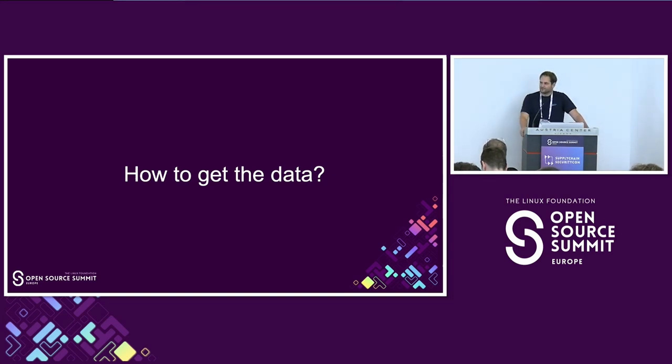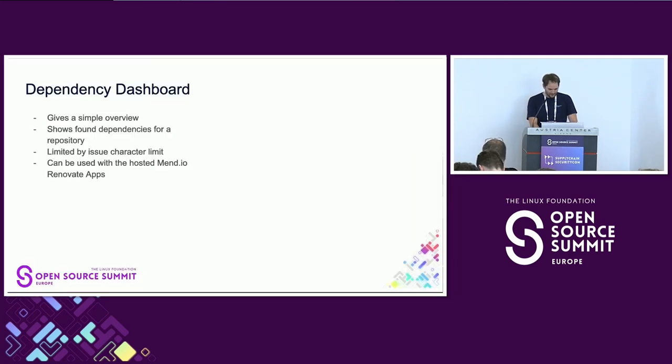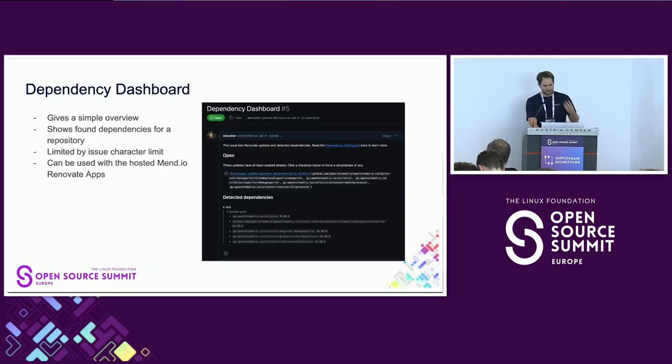But okay, good enough. Renovate knows at that point how to get this data, how to extract it. But what about how you get this data? Because you have to extract this data somehow. And there are three possibilities right now to do this. The simplest one is the simply included one, the so-called dependency dashboard.